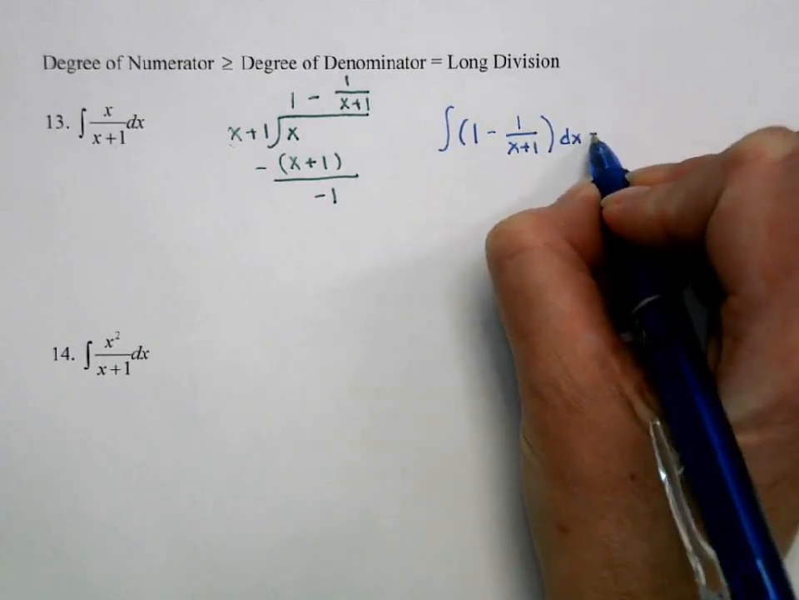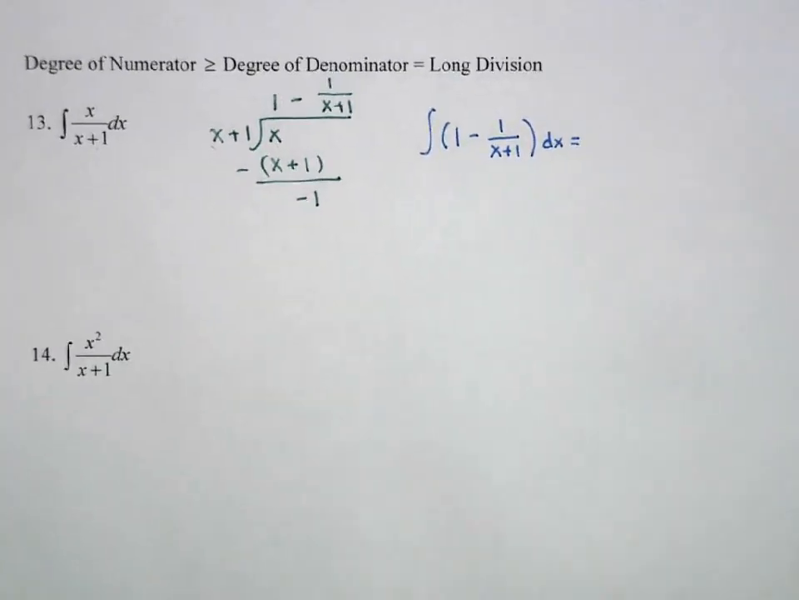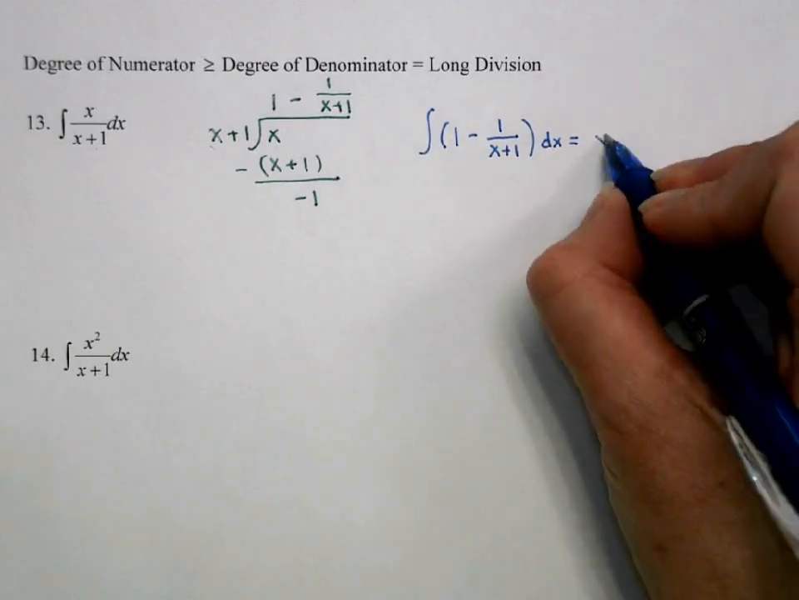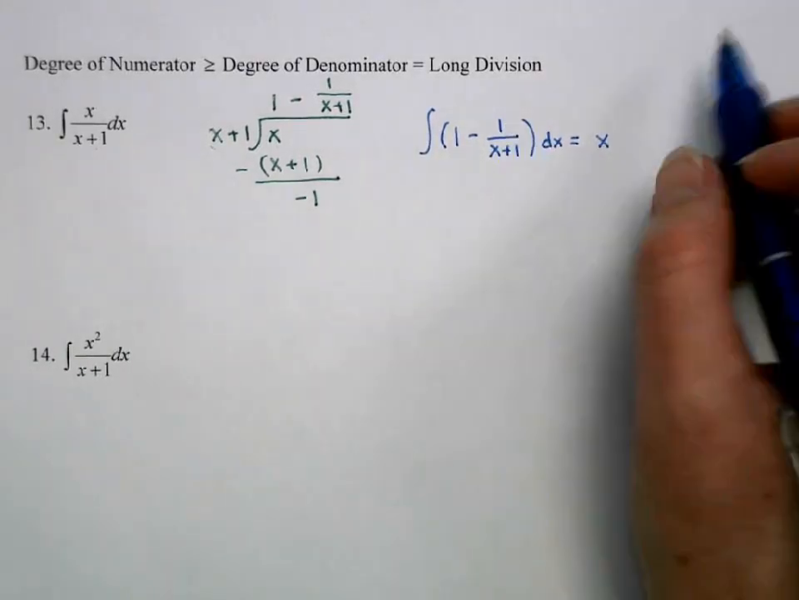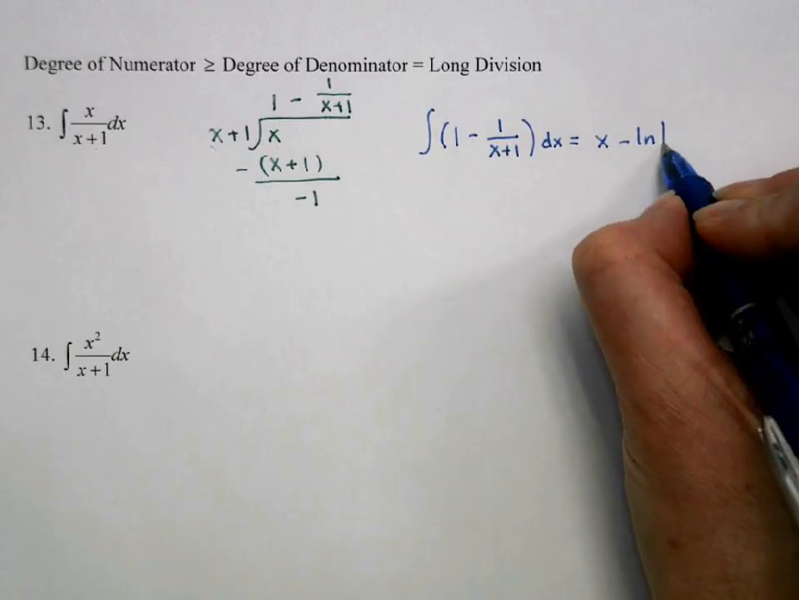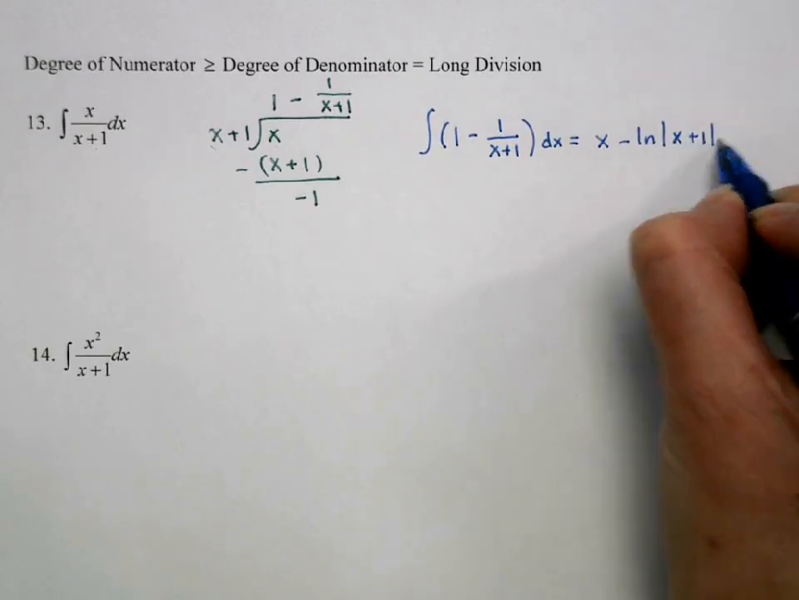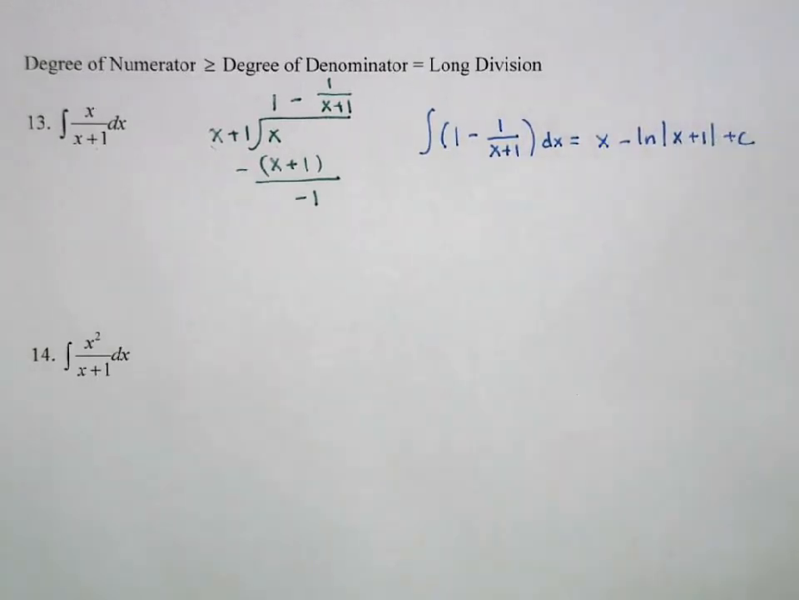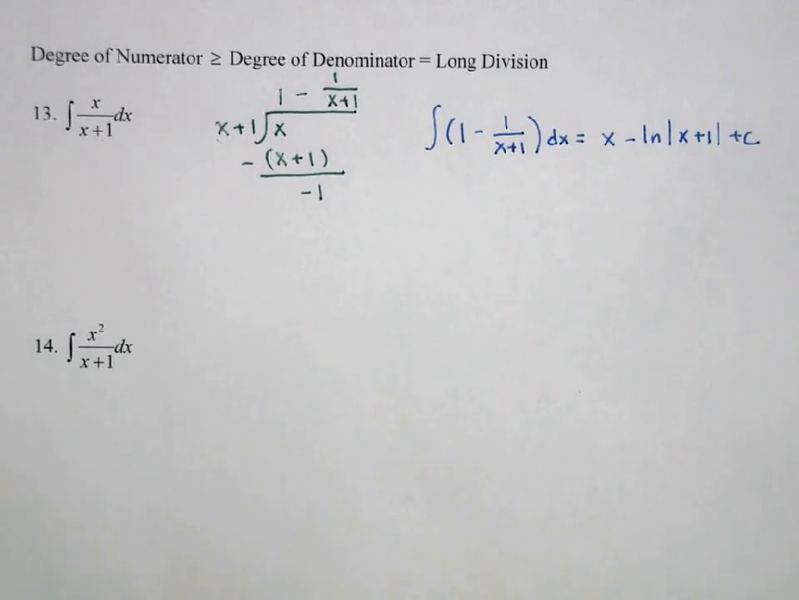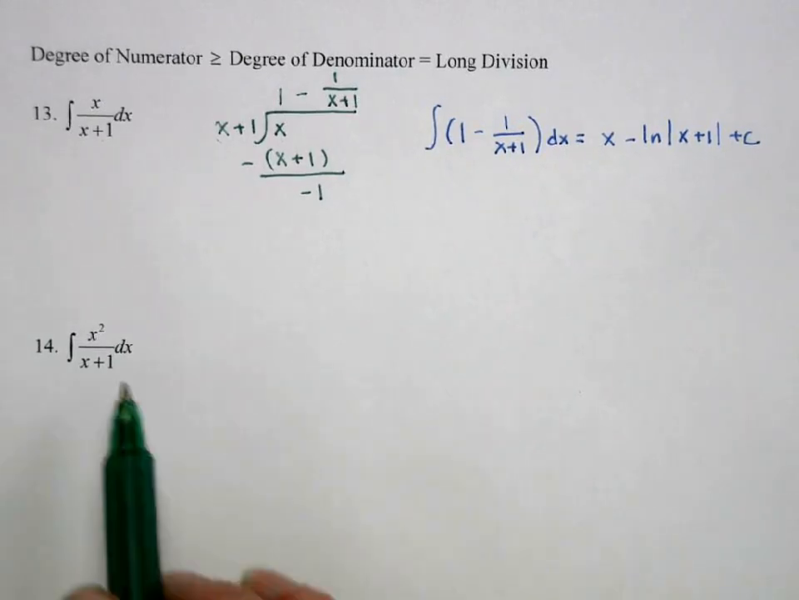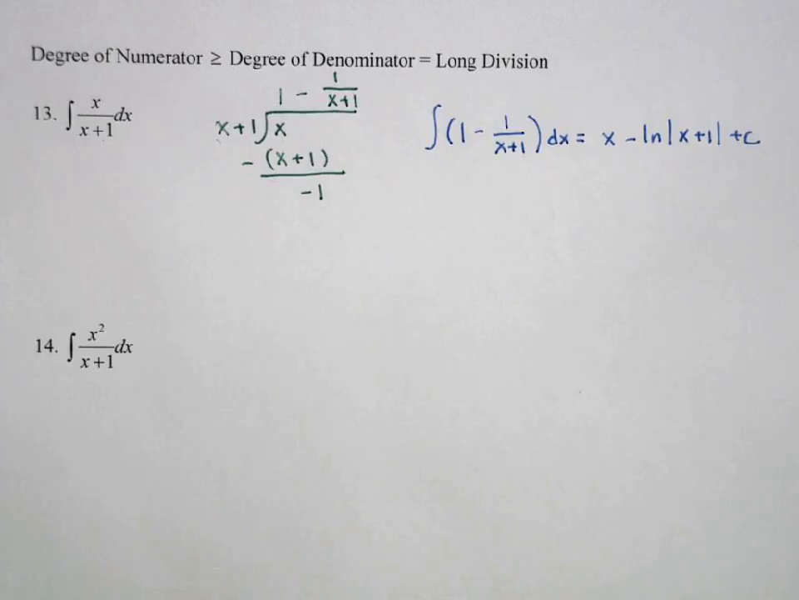Okay, so if I integrate 1, that's just going to be x. If I integrate that, that's a natural log. And we get our integral. Okay, here, degree is bigger on the top than the bottom. A u substitution isn't going to fix it, so we're going to use long division.